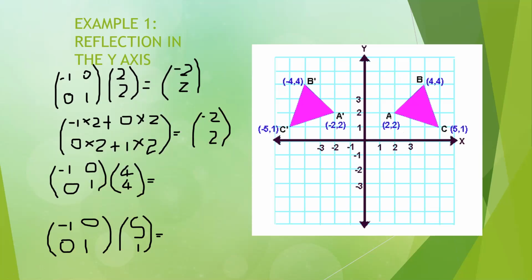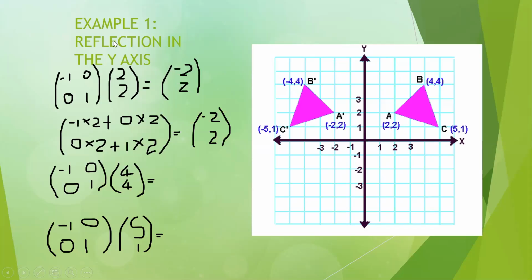You are confused? Okay, so I'm starting again. It's a reflection in the y-axis. So you have your points. Ignore this image here for a bit. This is what we're starting with. This is our object. So you are trying to find out what is the image. Your object here, we're starting with A, is (2, 2).